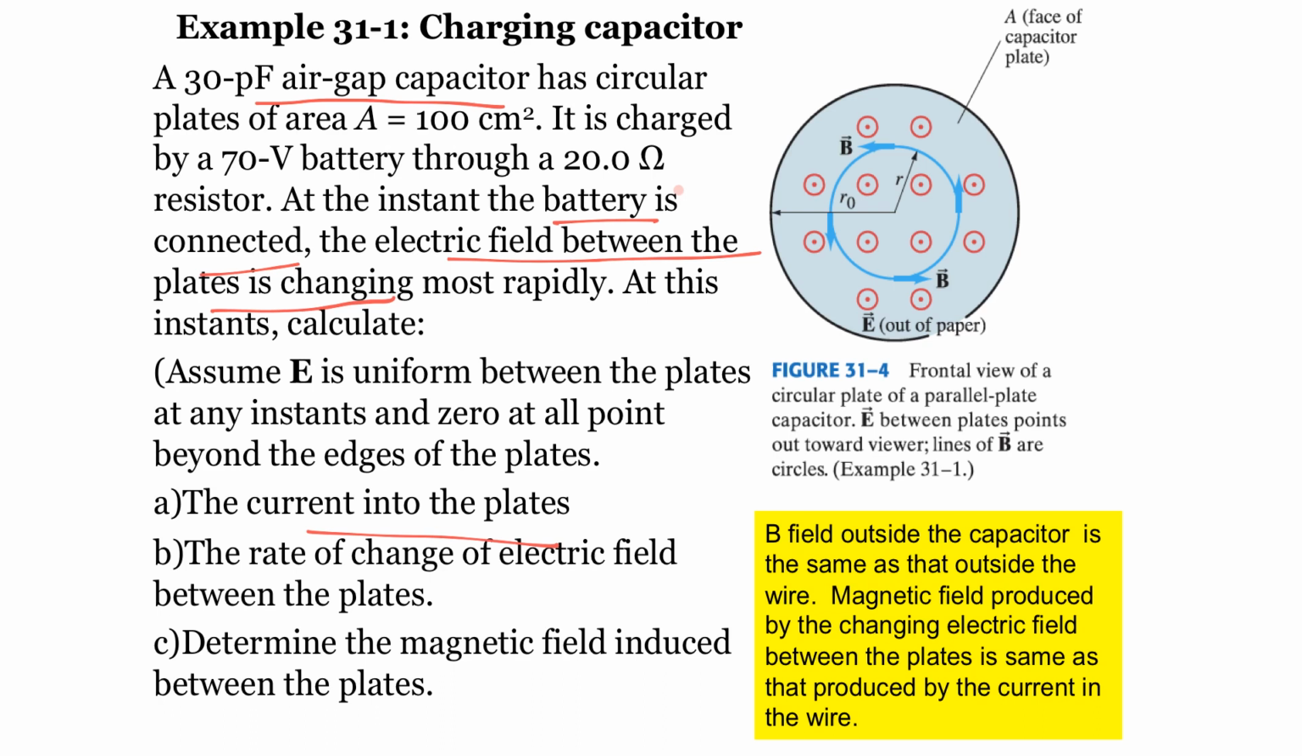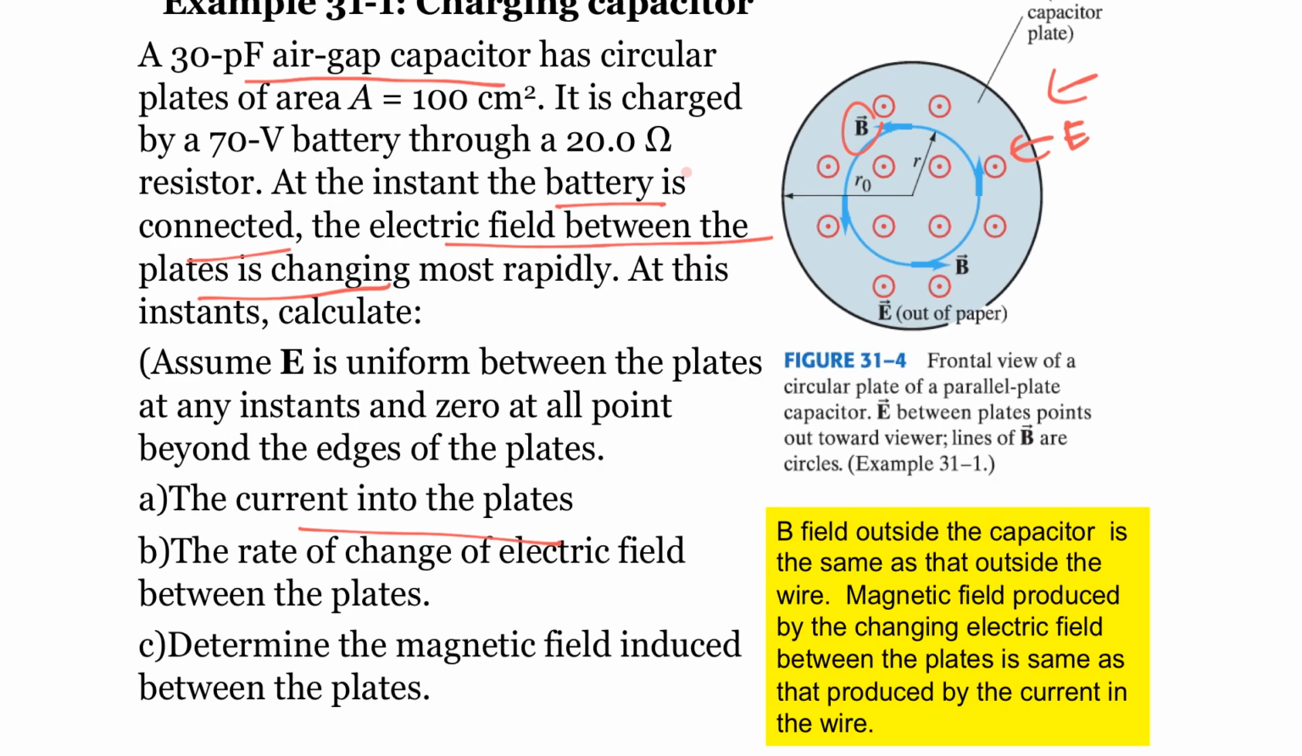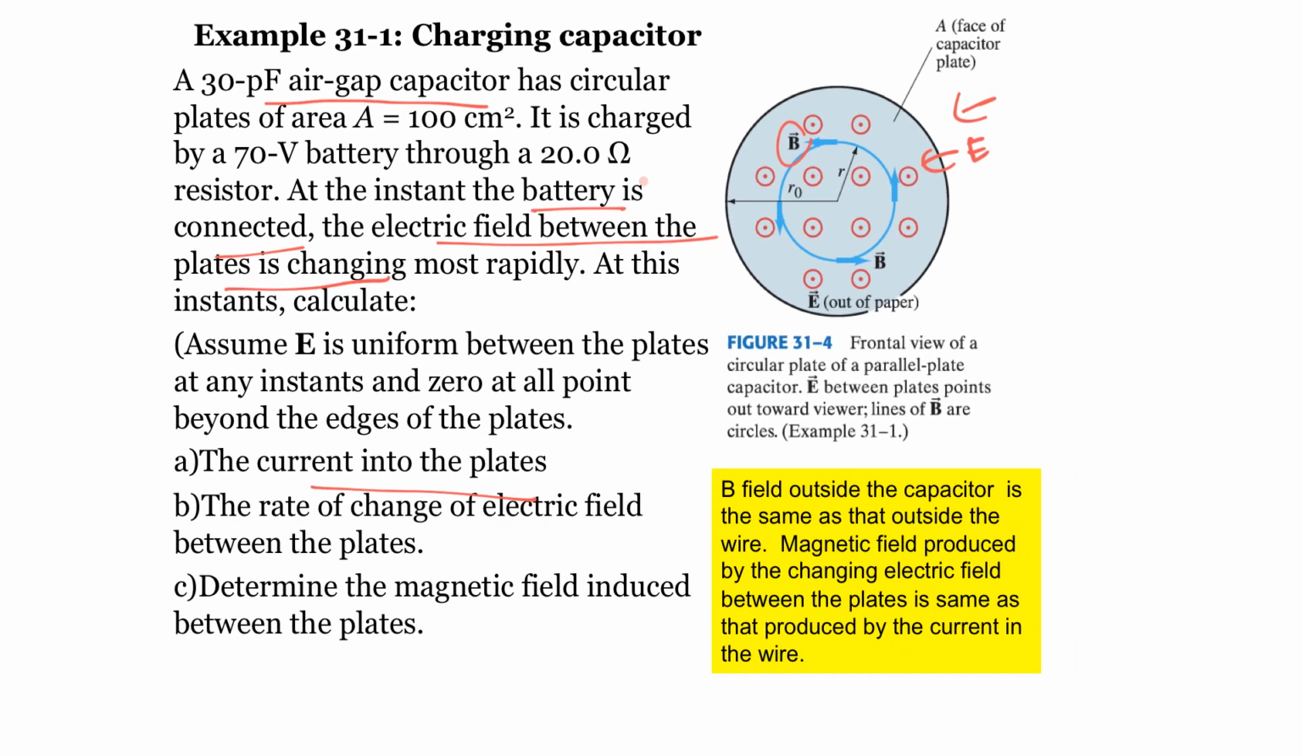So this diagram is basically one face of the plate. Here you are going to have an electric field pointing out of the page. Please take note that the direction of the electric field is the same as the direction of the conventional current. So you can use the first thumb rule, and you are going to get your magnetic field moving anti-clockwise. But the question asks you to find the current into the plate. So it's practically very easy.